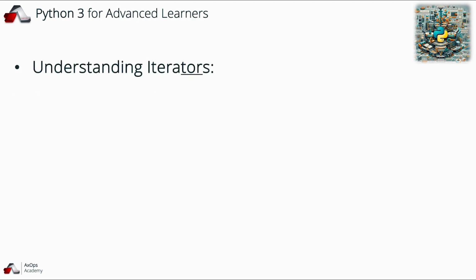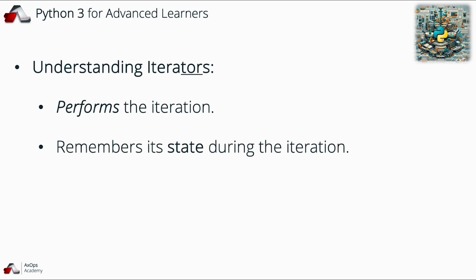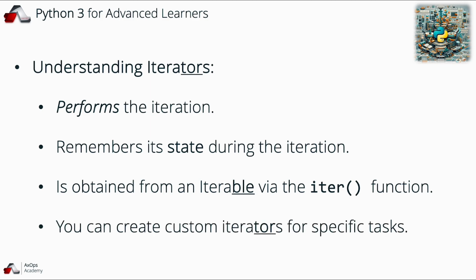Moving on to iterators, an iterator is a more technical construct that actually performs the iteration. It remembers its state during iteration, meaning it knows which elements have been accessed and which have not. You obtain an iterator from an iterable using the iter function. And you can also create custom iterators for specific tasks.